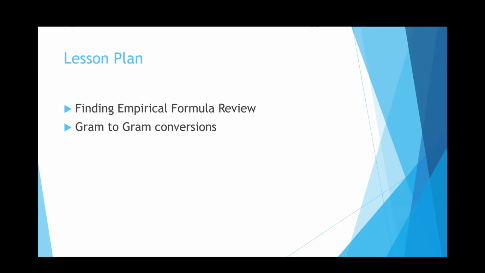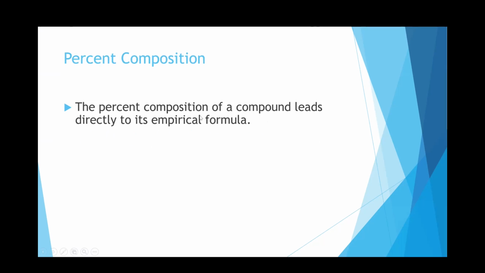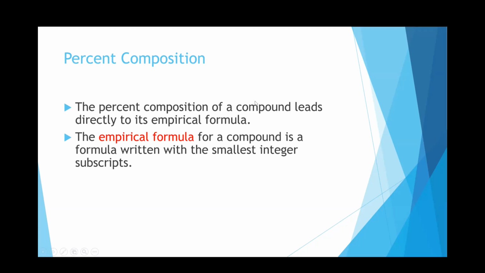So today we're going to do empirical formula review, since I realize that's a topic that a lot of people struggled with on the homework. And then we're going to do what I planned for today, which is grams to grams conversions. Okay, so for empirical formulas, we need to understand what percent composition is. The percent composition of a compound leads us to deriving its empirical formula. And the empirical formula, remember, is the formula with the smallest integer subscripts.